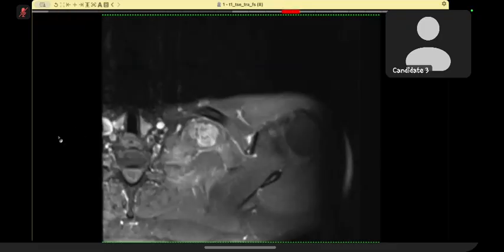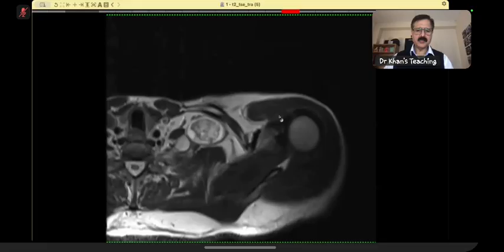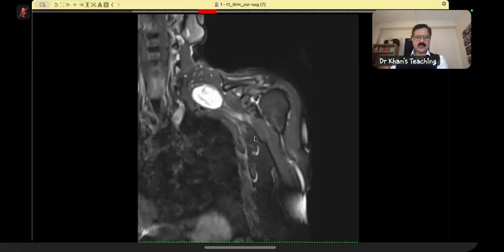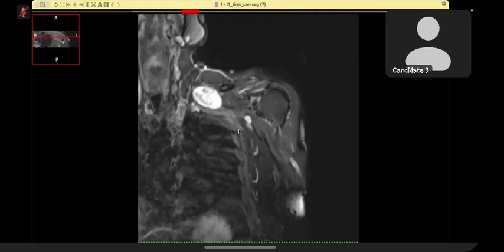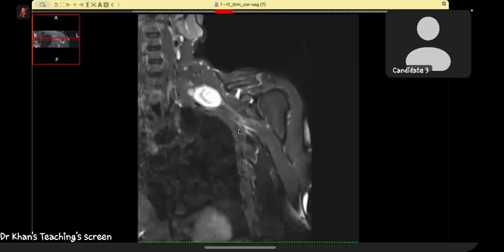How many lesions are there? Okay. Let me give you another scan. Here you are. There are many other lesions also, and this is along the brachial plexus nerves. So these are multiple neurofibromas.